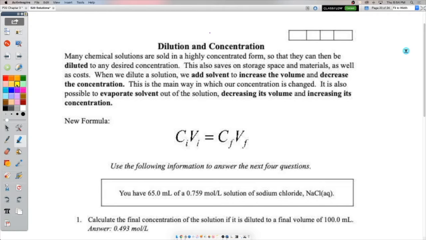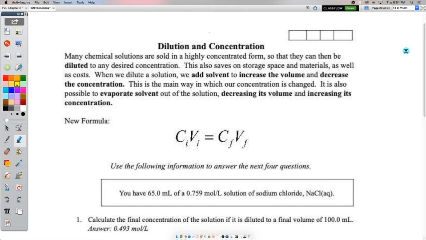Think about laundry detergent at home. Your parents or you might buy very concentrated laundry detergent. That actually saves money. It saves plastic, which is good for the environment, by making it very concentrated, because then you can dilute it to whatever concentration you want.